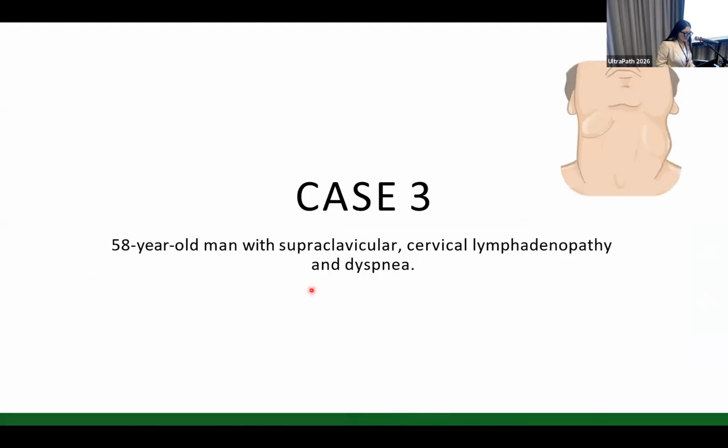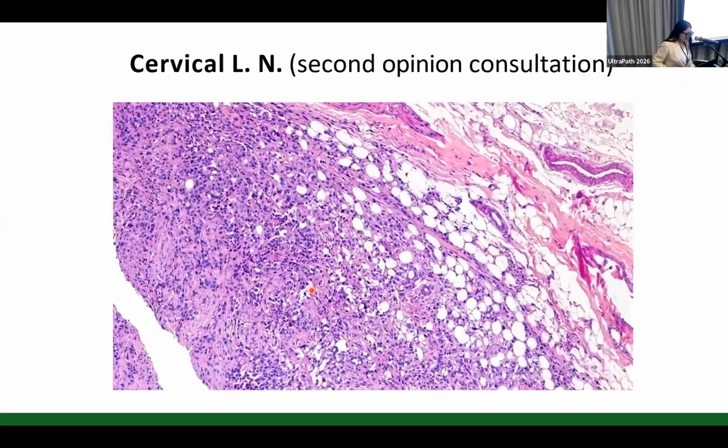This is the third case. This is a 50-year-old man with supraclavicular cervical lymphadenopathies and dyspnea. This was the only data available at the moment that we received this material. This was a second opinion consultation, and we can observe the total effacement of the lymph node, replaced by this malignant lesion with epithelioid features.